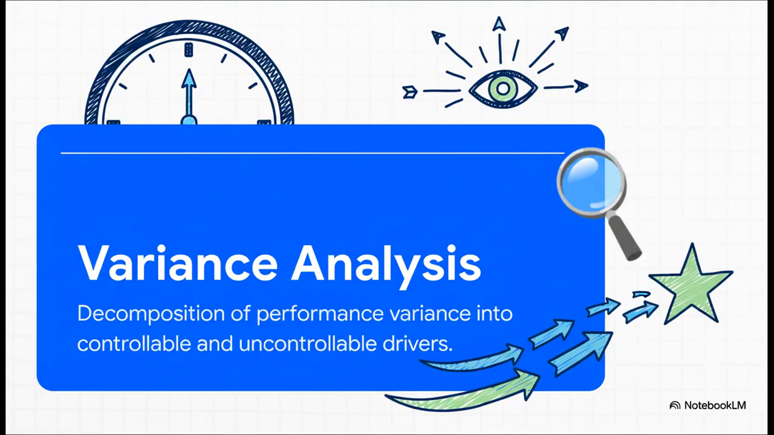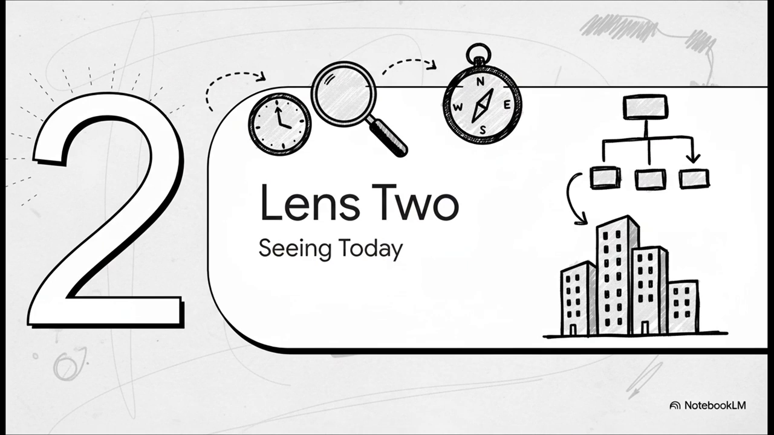Now, if trend analysis is about what happened, variance analysis is about what was supposed to happen. You're basically asking, okay, our plan said X, but we ended up with Y. What gives? Was it something we did, or was it something totally out of our control? Answering that is how you learn from your wins and your losses. All right, so that's the past.